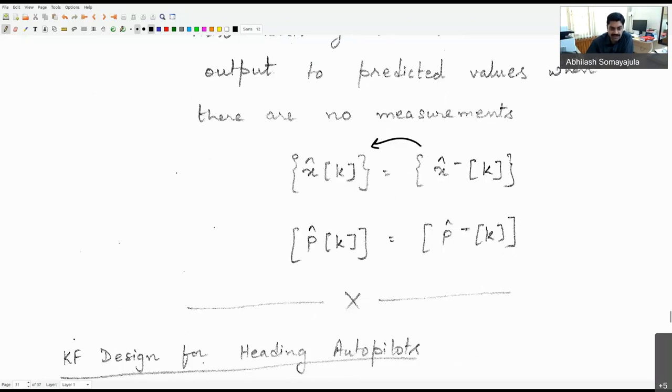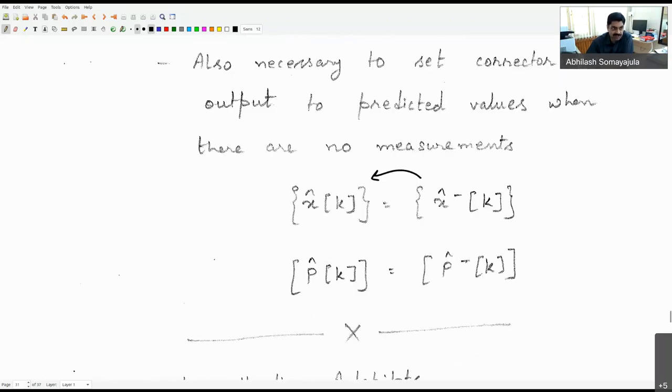Okay, so with that, we come to an end of the theory which we wanted to cover. Now we'll take a look at two examples of where we try to apply the Kalman filter, specifically for a heading autopilot and for a dynamic positioning plant.